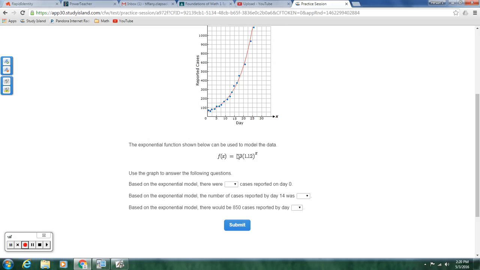Modeled with data. Alright. Based on that exponential model, there were blank cases reported on day 0. So really what they're asking is what's that y-intercept? What's that starting point?